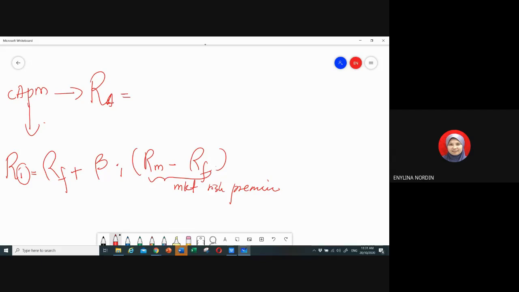Right, sebab dia risk-free asset tadi kan. Okay. Has no relationship with the market. Sebab tu dia punya covariance dengan market adalah kosong. Okay, risk-free asset's covariance with the market is 0.